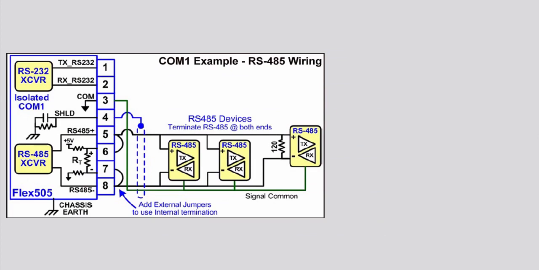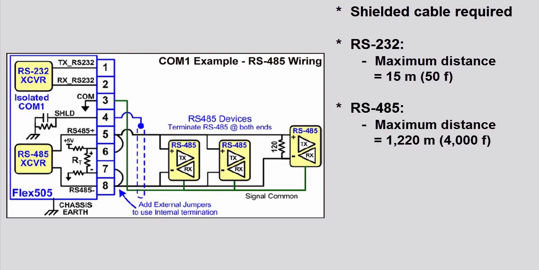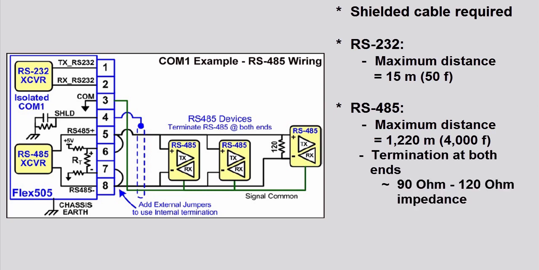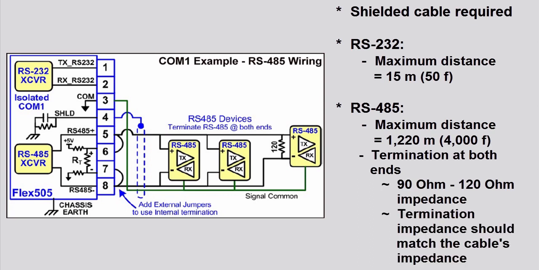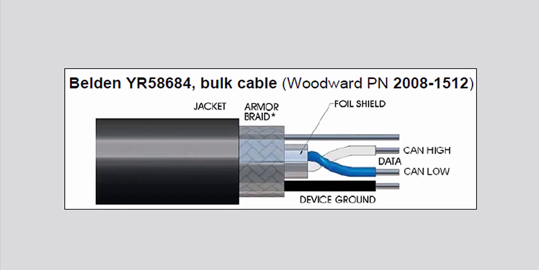The serial connections have the following specifications. A shielded cable is required when using this port. Maximum distance for the RS-232 is 15 meters or 50 feet. Maximum distance for the RS-485 is 1,220 meters or 4,000 feet. RS-485 networks require termination at both ends, with approximately 90 ohm to 120 ohm impedance that matches the characteristic impedance of the cable used. The same cable used for CAN connections is recommended for serial connections.